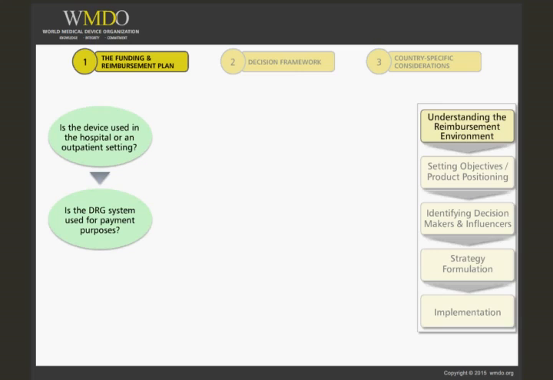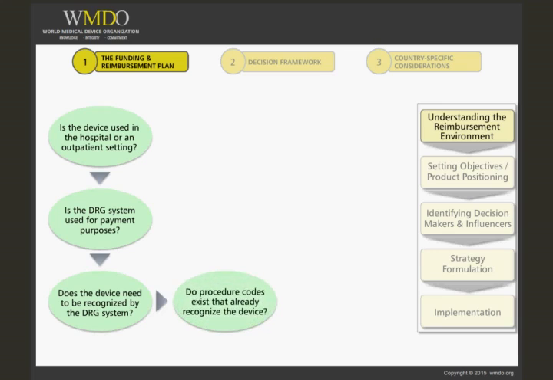Even if the DRG system is used for determining how much providers are reimbursed, you still need to check if your technology has to be recognized by the DRG system. Assuming your technology does need to be part of and recognized by the DRG system in question, the next step is to see if any appropriate procedure codes already exist. If procedure codes do not exist, then we will see on the next few slides what is actually involved in planning for these new codes.